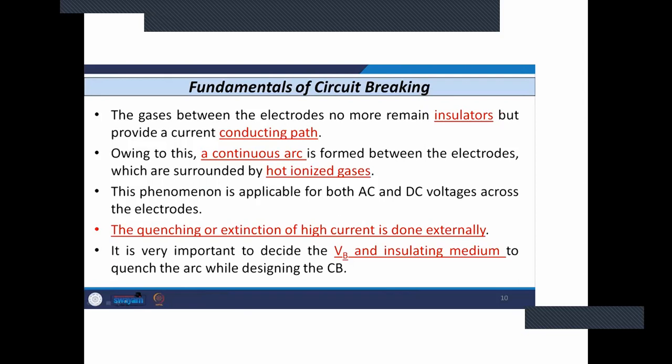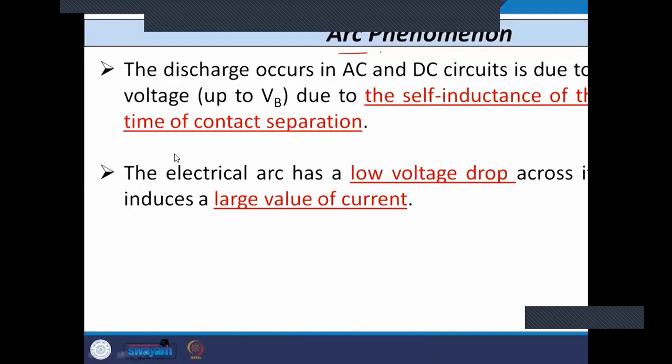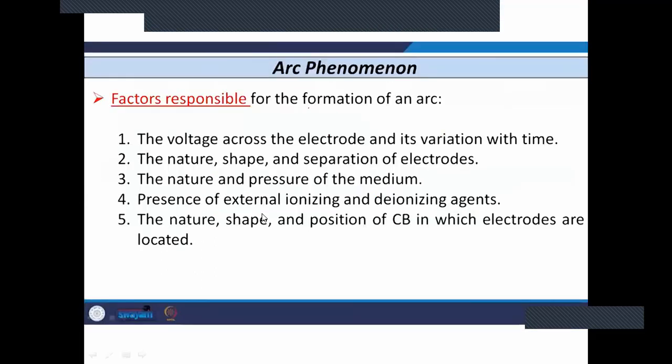the neutral atoms. The discharge in an AC and DC circuit is due to the high breakdown voltage and the self inductance at the time of contact separation. The electric arc has a low voltage drop, which induces a large value of current. So the factors responsible for the formation of an arc: the voltage across the electrodes. The greater the voltage applied across the electrodes, the greater the chance of the arc phenomenon. And its variation with time.